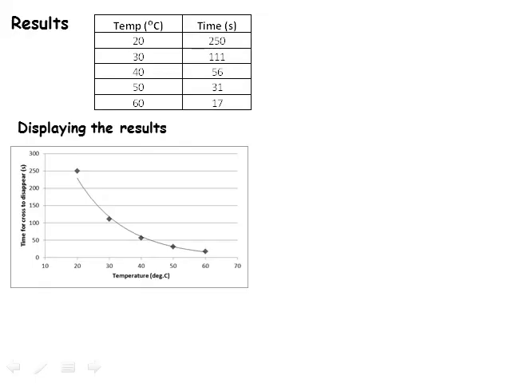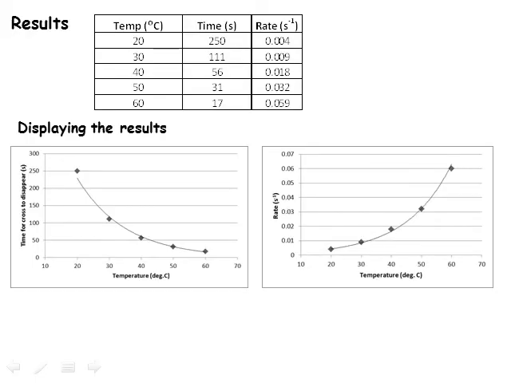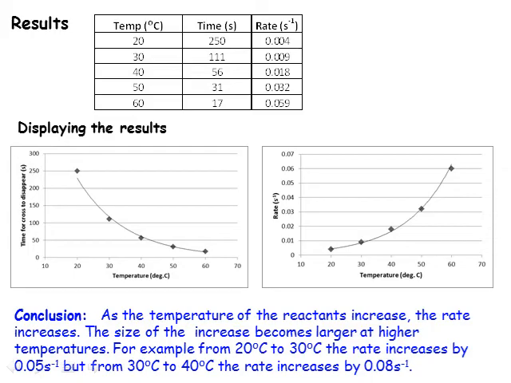We do this by calculating rate equals 1 divided by time, and when we do this, we can see that the rate increases with temperature, but it is not until we plot this as a graph that we can see that the line of best fit is not straight. Our prediction is correct. The graph curves upwards as the temperature increases, showing that the rate is increasing by progressively larger amounts as the temperature increases.